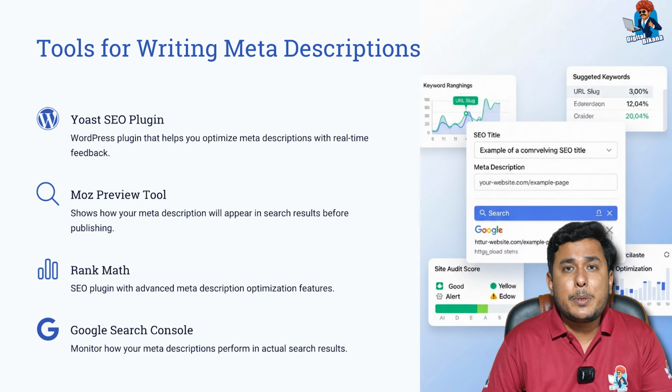Writing an optimized description is easier with the right tools. These platforms help you review how your snippet will look in Google and check length and keyword use.